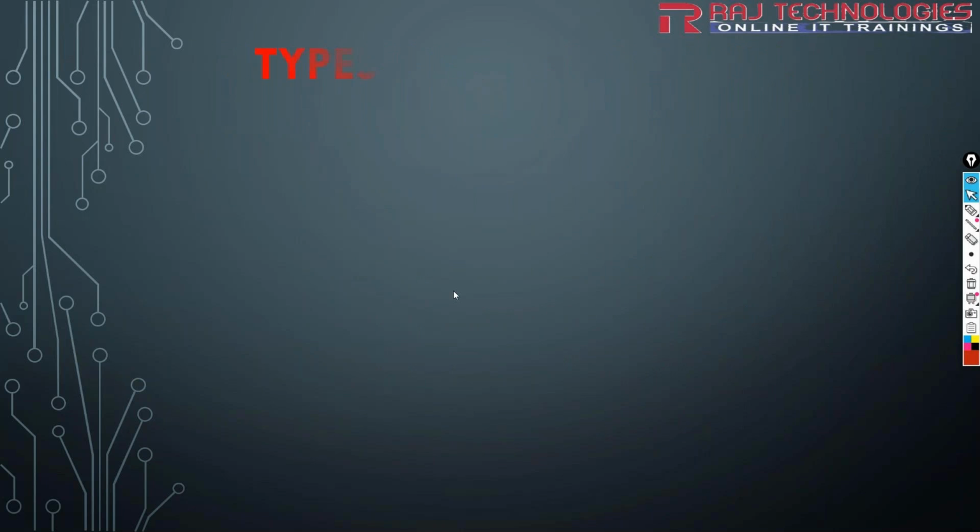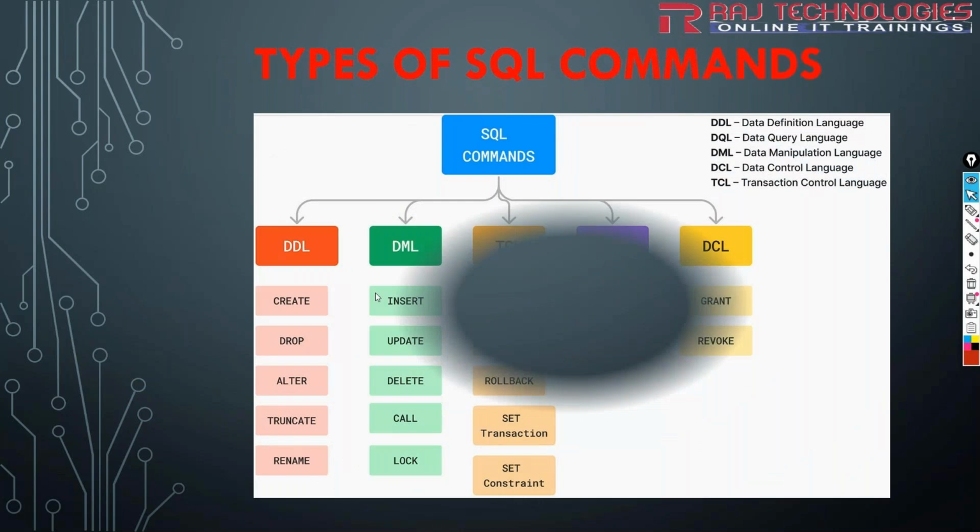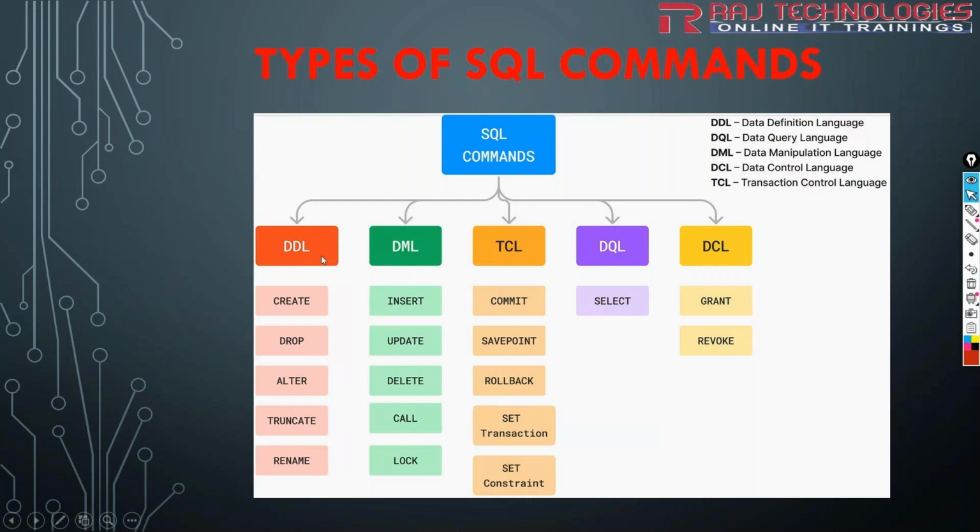Now, like a diagram, you can see the list of commands under SQL. Under DDL, data definition language, what are the commands here? Create. We can use create for creating a table, a view, a procedure, a function. Drop is to drop a table, a database, a view, a procedure, a function. Alter is for modification purposes.